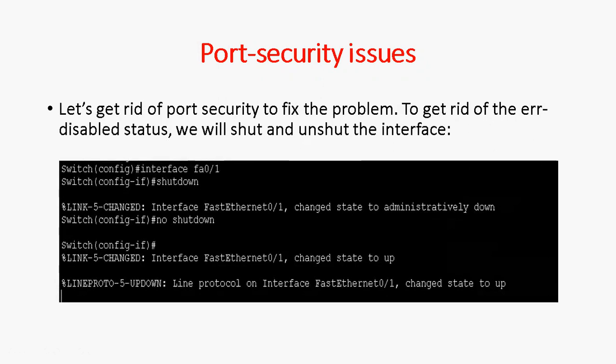Now the interface went to error disable mode, so you have to give shutdown and then no shutdown to fix that problem. To get rid of the error disable status, we will shut and unshut that interface. After giving shut and no shut, the interface state changed to up. Here we can see up.